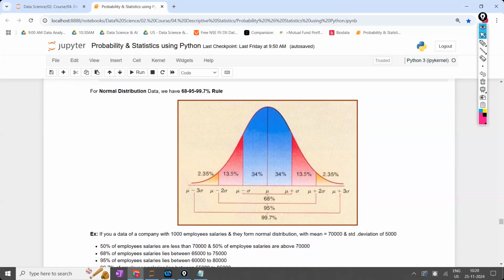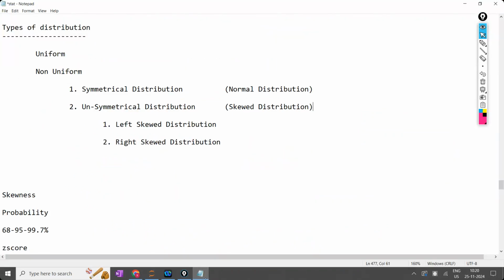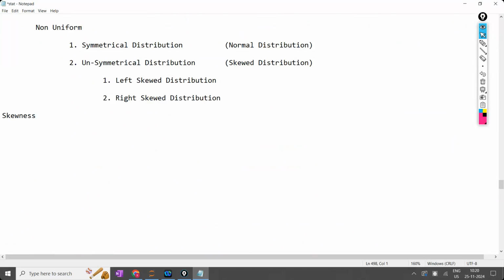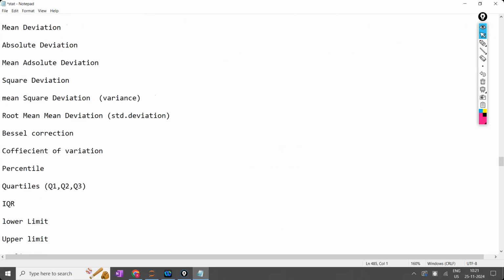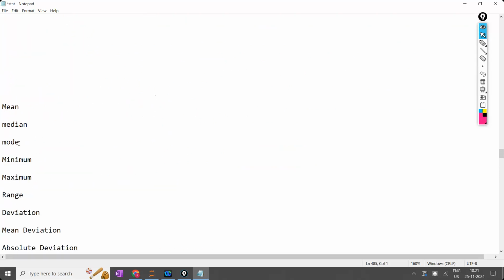So this is with respect to the types of distributions and different types of measures. Now, in these measures, I have explained the skewness also, right? With this, all the measures are completed. The first one is called measures of central tendency. In the measures of central tendency, we have the mean, median, and mode. These three come under measures of central tendency, which is also called the first business movement.